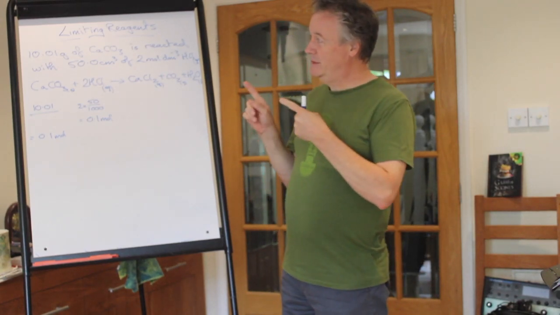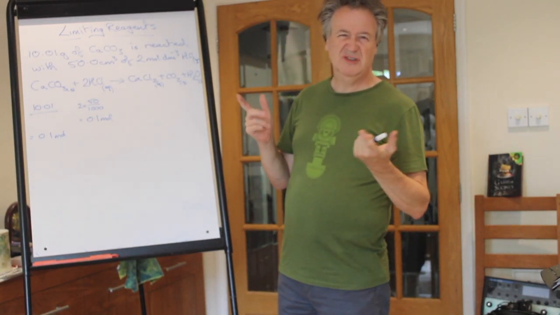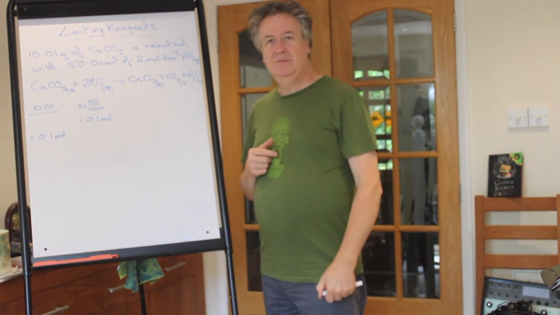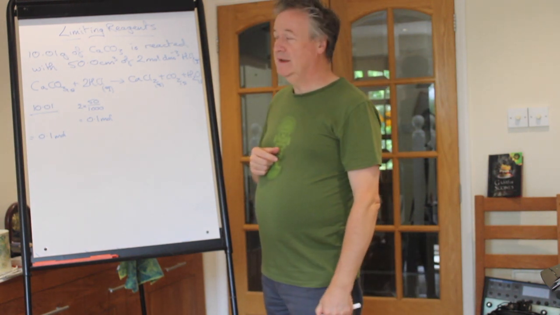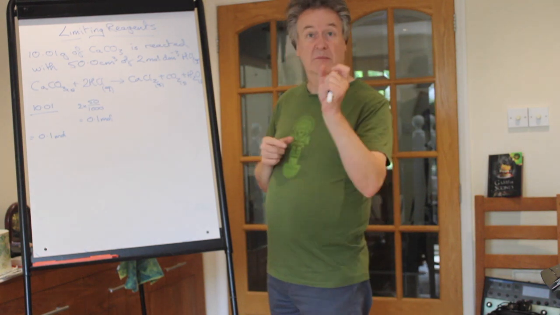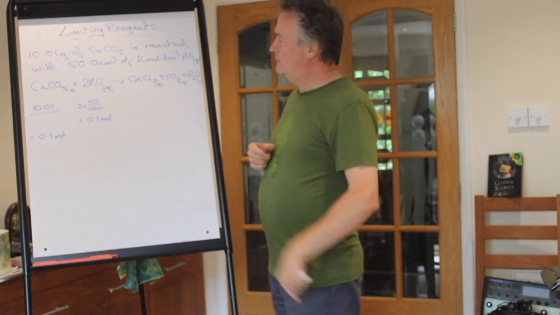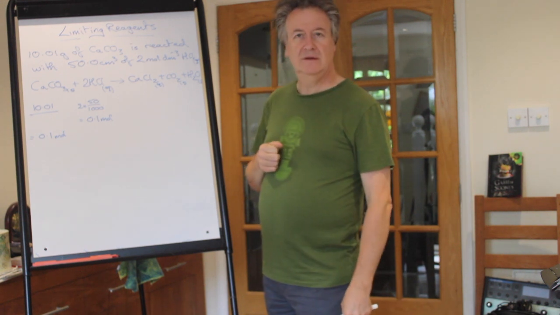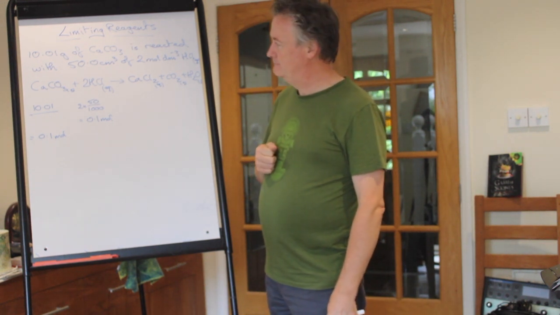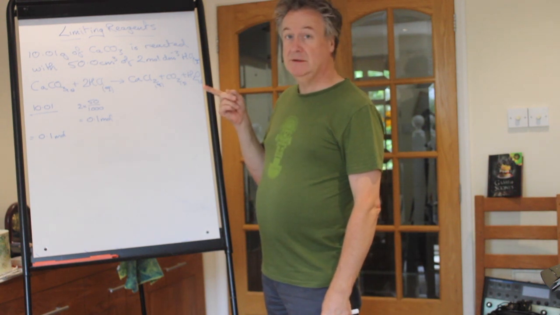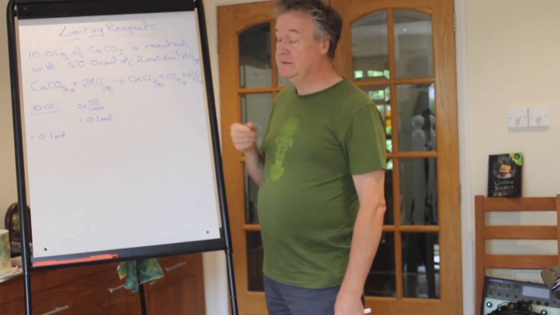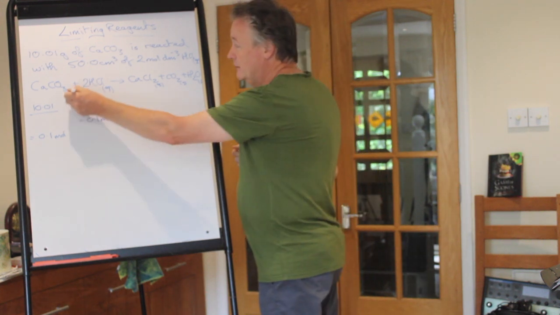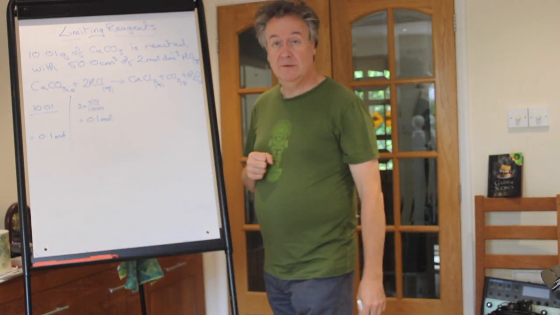So now we've got a marginally more complicated example. It's written up there, 10.01 grams of calcium carbonate. It's like a lump of marble. Reacted with 50 centimetres cubed of 2 moles per cubic decimetre hydrochloric acid. Need to balance the equation, because it's got balancing numbers in it. There's a 2 in front of the HCl. And we need to know how many moles, and it turns out there's 0.1 of each.